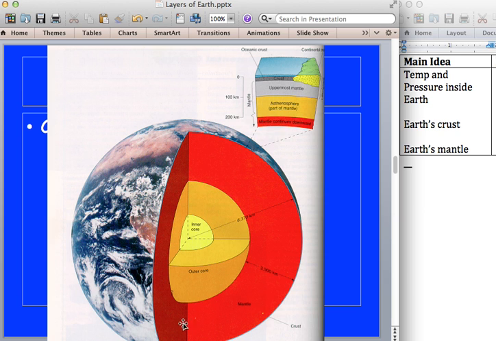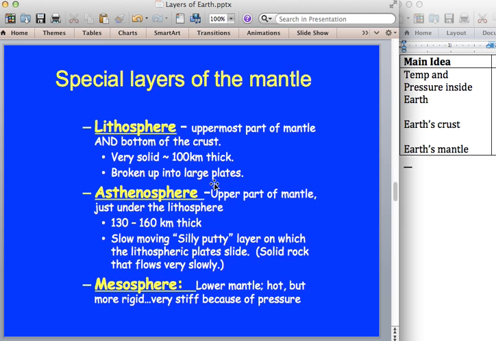Taking up most of the inside of the Earth. So, special layers of the mantle. The lithosphere, litho means rock in Greek, comes from the uppermost part of the mantle and the crust. So the crust and the uppermost part of the mantle are what we call the lithosphere. It's very solid, and it's actually broken up into large plates, and we'll talk more about those in the coming weeks. Under the lithosphere is the asthenosphere, right?